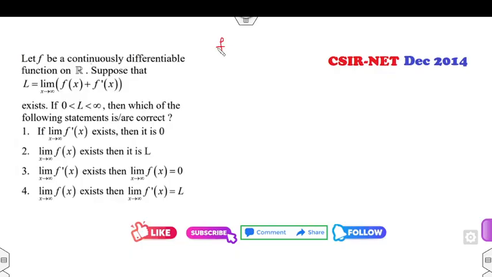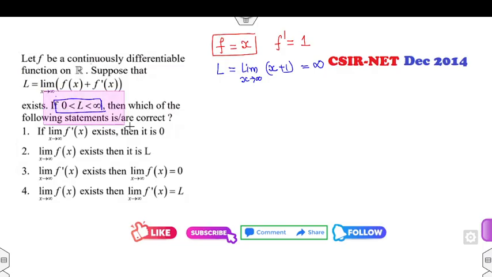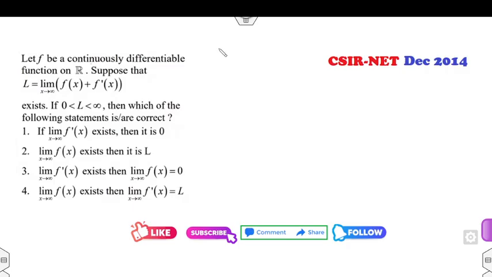Okay, f is a continuous differentiable function. You can choose any example. Let's say f is x, which is a continuous differentiable function. What is f dash? It is 1. Substitute in this L: limit as x approaches infinity of x plus 1. The answer is infinity. But we need L to be between 0 and 1. That means this f I can never choose. Can you choose any other example? Always try to think of a simple one. Take f equal to 1. The derivative is 0. What is L? It is 1, which lies between 0 and 1.